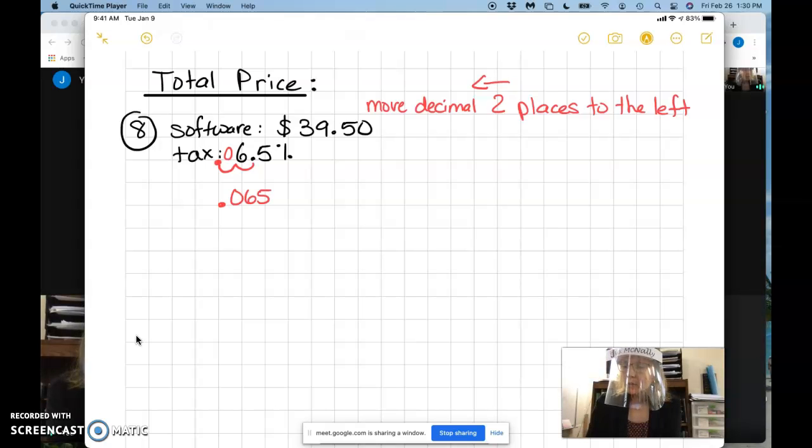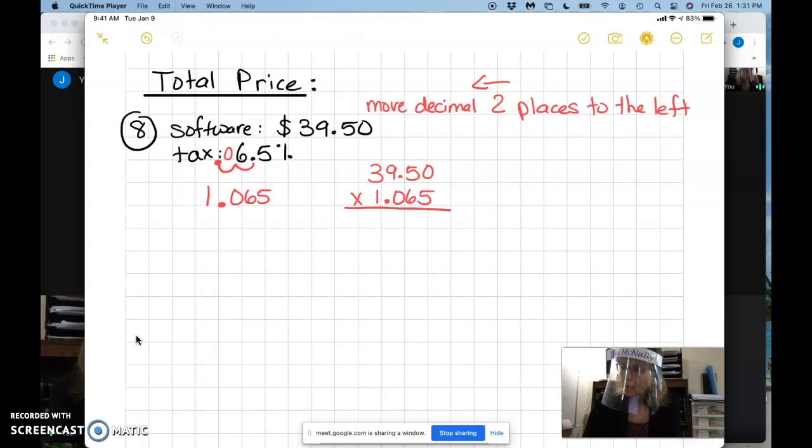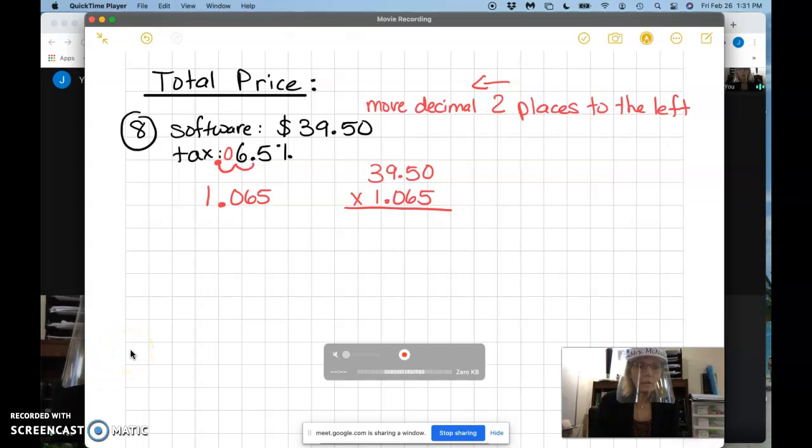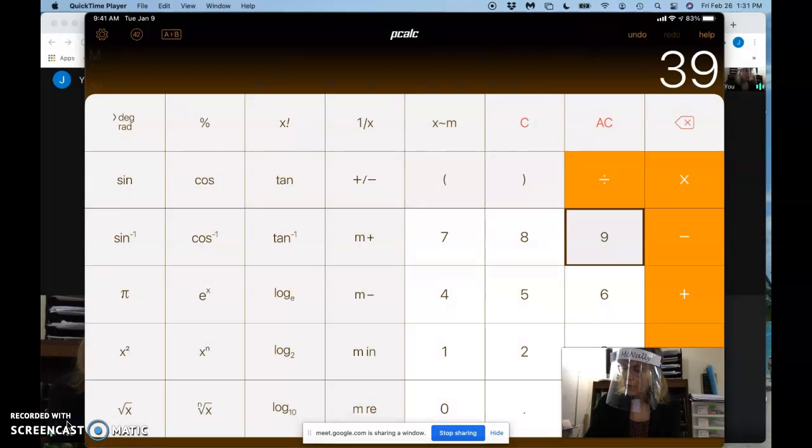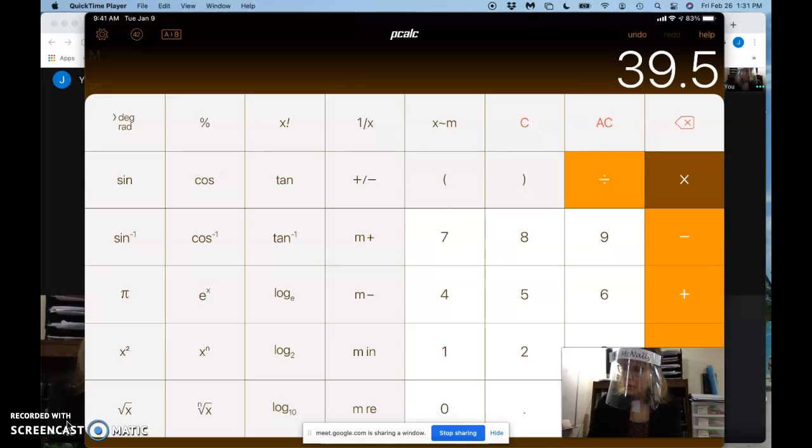Now I am going to put a 1 in front of it. This is going to save us a step. And I'm going to take my original price, $39.50, and I'm going to multiply it by that new number that I found, moving the decimal point 2 places to the left and putting a 1 in front. So we're going to do this on our calculator because it's going to be a lot easier. So $39.50 times 1.065.